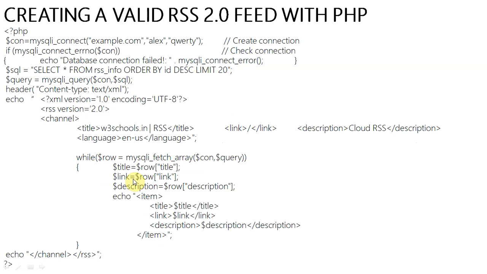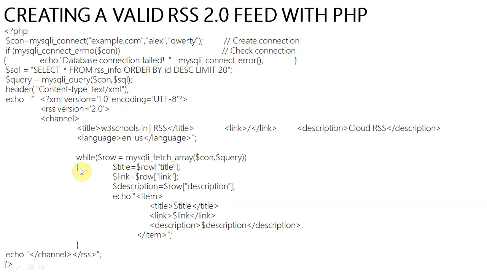So you can see here, these are the page headings: title w3school.in RSS, and its link, and its description, and its language. This is the heading of our channel. This is the heading of our title. So we have mentioned here.